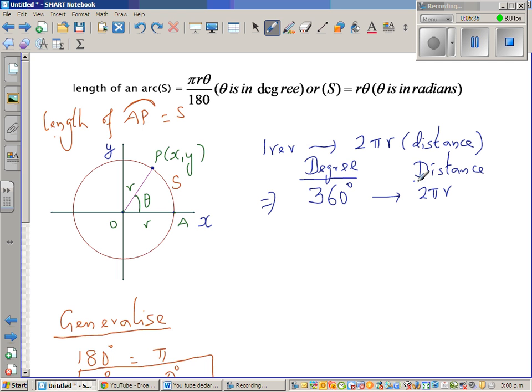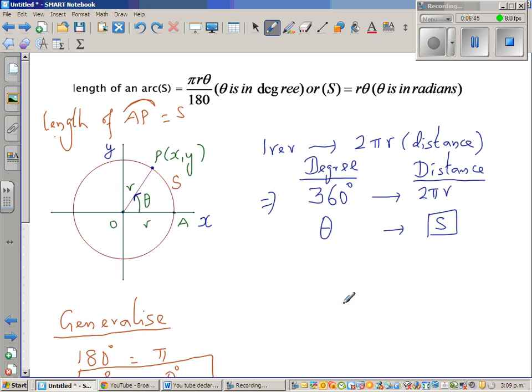So I can say when a particle covers 360 degrees, it has covered a distance of 2 pi r. Now my question is, if it has moved theta degrees, theta means you're always starting from here. When it has started from A and gone to P, it has covered theta degrees. So I can say it has moved a distance of S. I'll repeat it again. If a particle moves from A anti-clockwise or clockwise, doesn't matter, and it comes back to A, we can say it has covered 360 degrees and a distance of 2 pi r. Whereas if it has moved from A to P, it has moved theta degrees, and so the distance it covers is S.